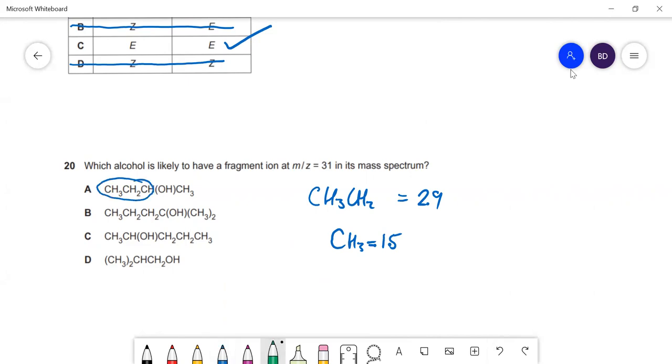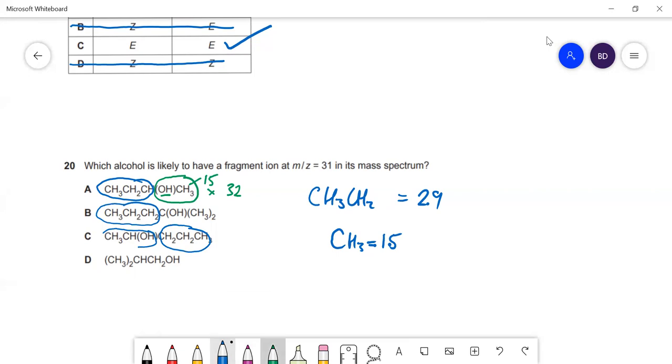Let's look at this fragment. Right, we've got 15 for the methyl, for the CH3, and then we've got 16 for the oxygen plus 1 for the hydrogen. That's 17. That makes 32, so that's no good. It's too big, okay? It's not that one. B is not looking very promising. This is a propyl group. That's 43, that's way too big, okay? So that's no good. This one, the C, isn't looking very promising. You've got another propyl group there, and this bit's going to be too big as well.